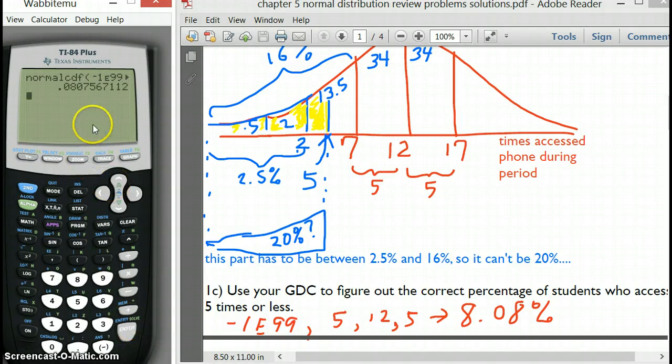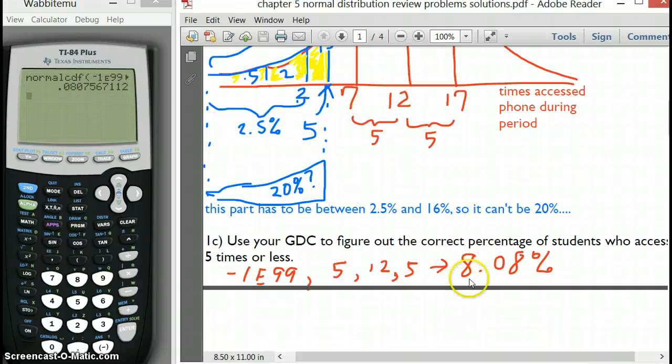So the answer is 0.0808. I'm going to round it to 8 here because this 5 rounds it up, right? So the answer is 0.0808, which in percentage is 8.08%.